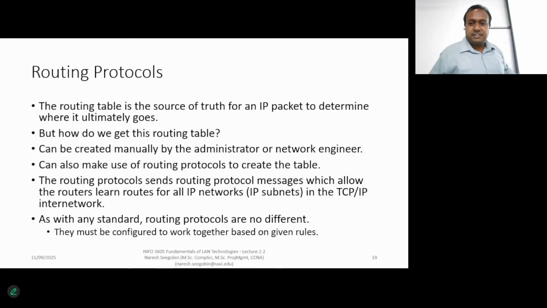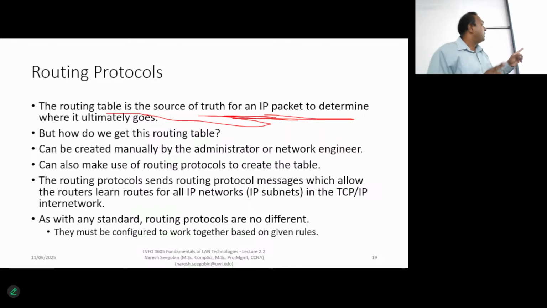So first things first. The routing table is the source of truth for an IP packet to determine where it ultimately goes. It contains where the packet will go, or how the router will deal with this packet when it gets it. Like I said, if that routing table is empty, the router had one job to do, and it's not going to do anything. So the thing is, how do we get this routing table created? You have different mechanisms. So how would you get it?